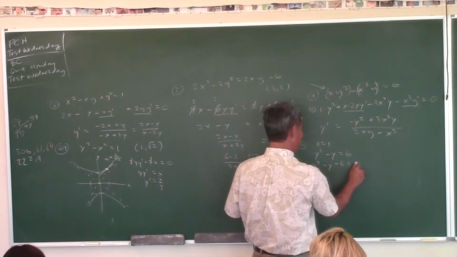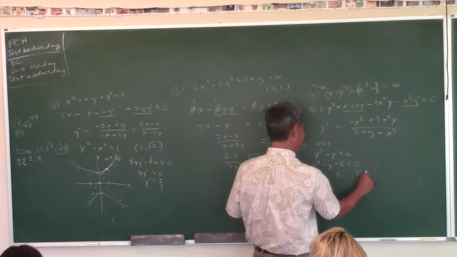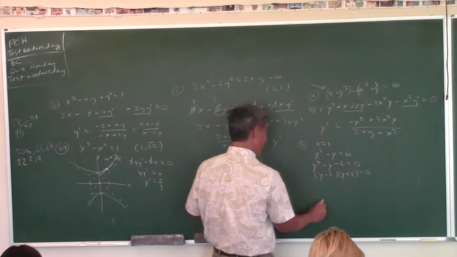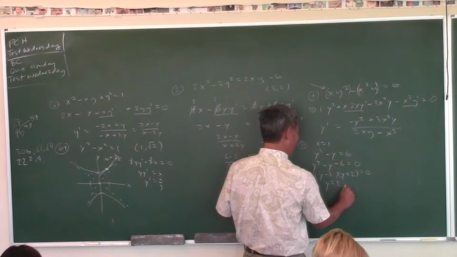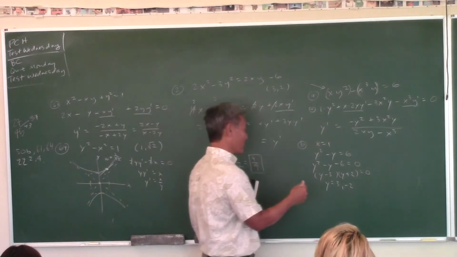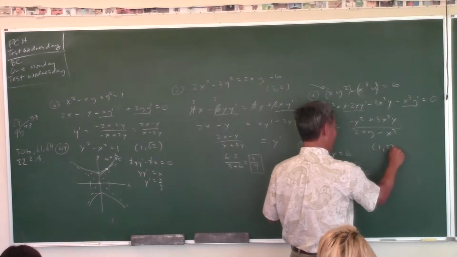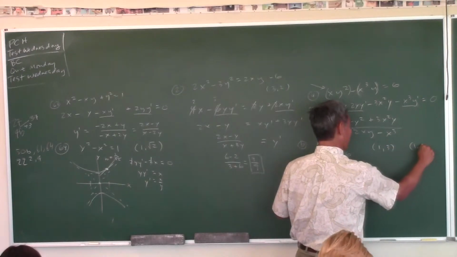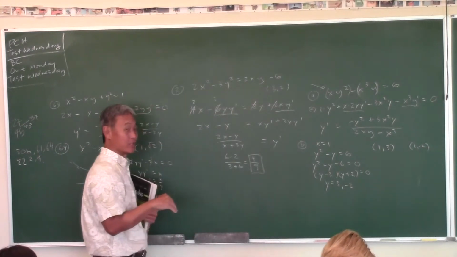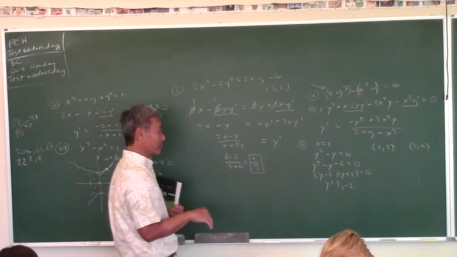Make one side 0 and it factors beautifully. Y minus 3, y plus 2. So y equals 3 or negative 2. So there's 2 places where the x coordinate is going to be 1: (1, 3) and (1, negative 2). At each of these points, you have to write the equation of the tangent line.